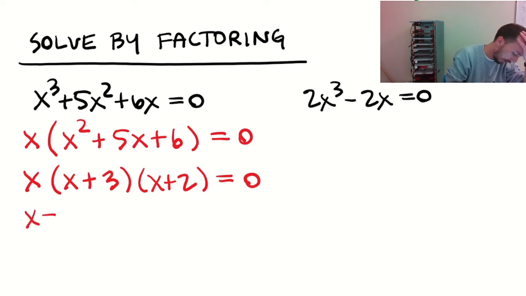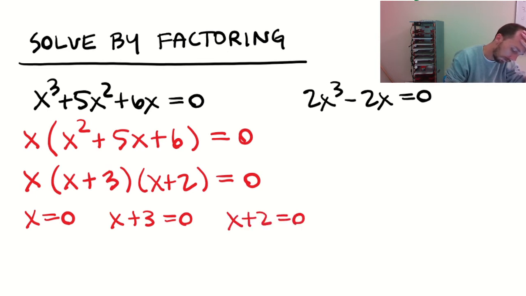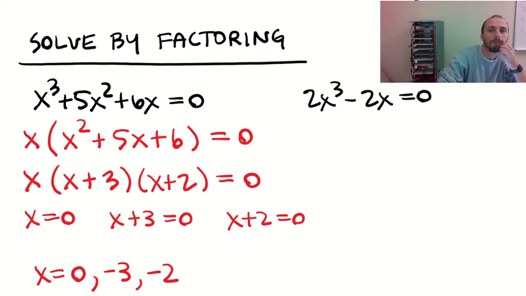So I'm going to say either x is 0, or maybe x plus 3 is 0, or maybe x plus 2 is 0. Okay, and so that would be x equaling 0, -3, or possibly -2. Okay. That's how we solve by factoring. Very similar to how we solved quadratics by factoring, right? Factor, zero product property, solutions.